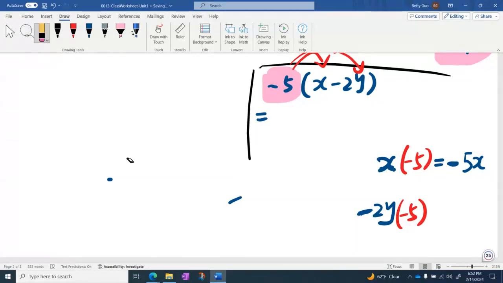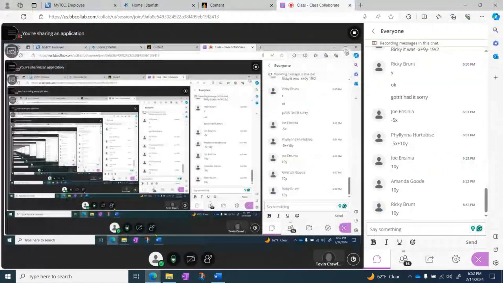The second term is negative 2y times negative 5. Negative times a negative is a positive, but we don't really have to write a positive sign. You know you're going to have a positive. And 2y times 5 is 10y. Five times 2y, you have 10y. Exactly, thank you, Felina.